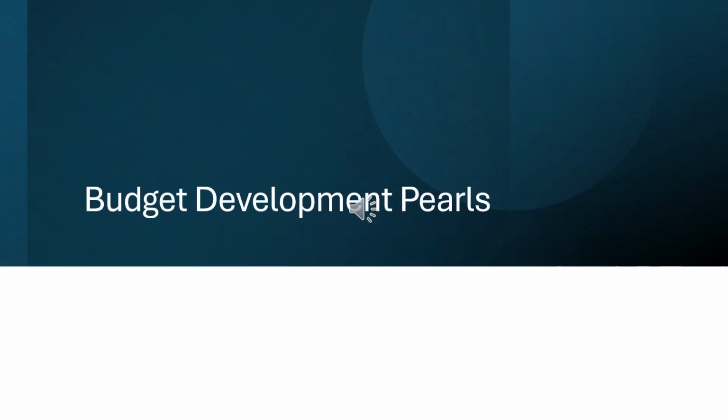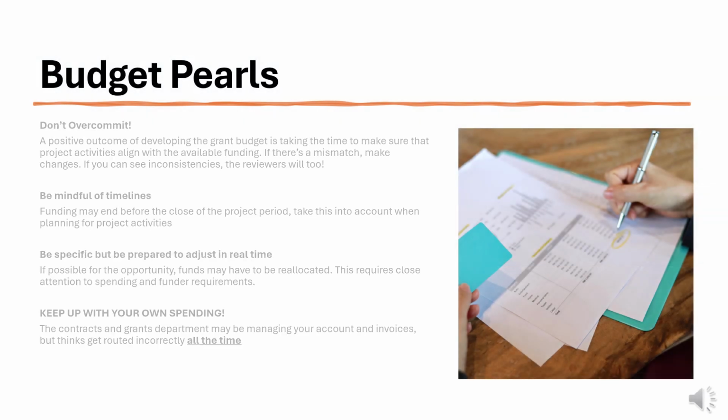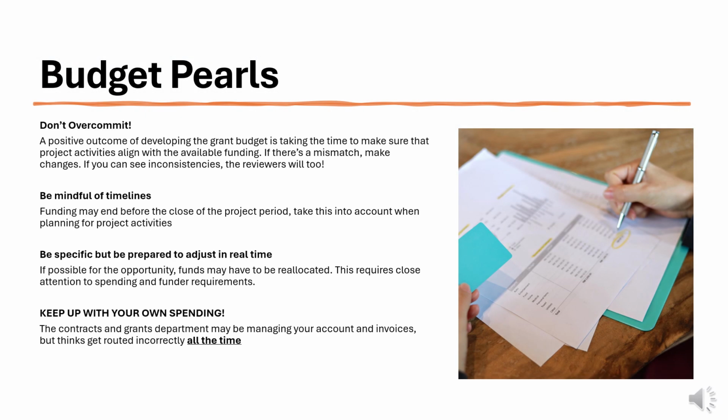The following are some budget development pearls to keep in mind as you move through the budget development process. When developing your project budget, keep in mind several important tips. Avoid overcommitting by ensuring that all planned activities are feasible within the available funding. If they're not, then it's time to either scale up or scale back. Reviewers can tell if the project is too ambitious for the funds available or if the budget is overinflated for the proposed work.